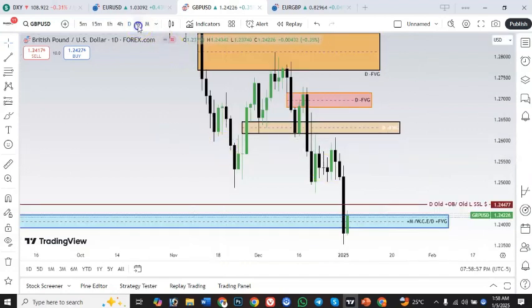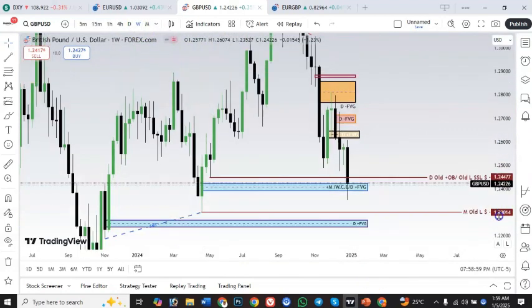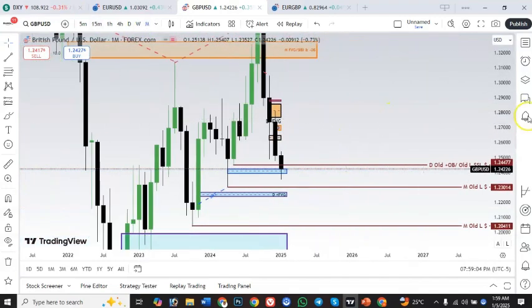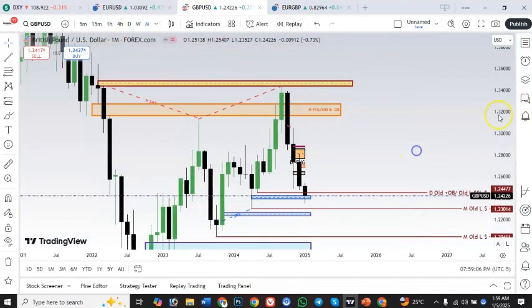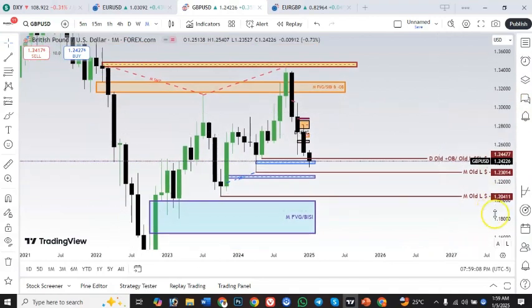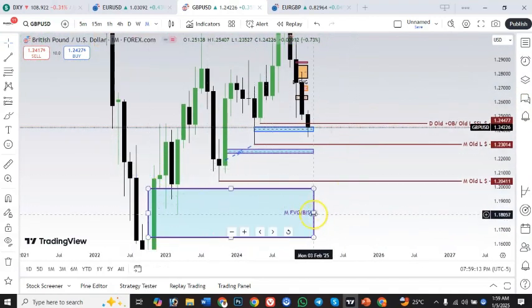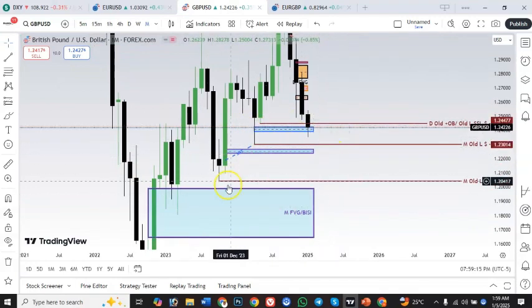Let's start from monthly on GU. This is a monthly chart. You can see I have so many things right here. I'm not going to explain anything right here, all the things I mapped out, because I don't have the time. I don't want to make this a long video.